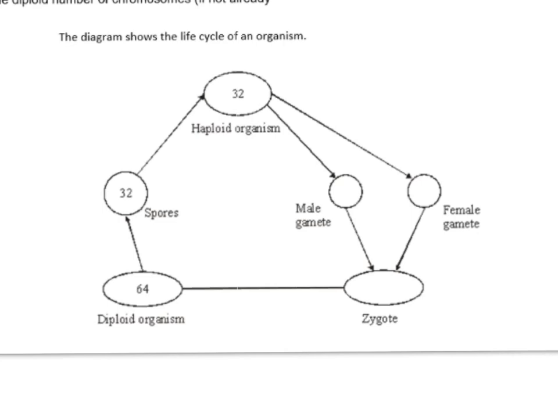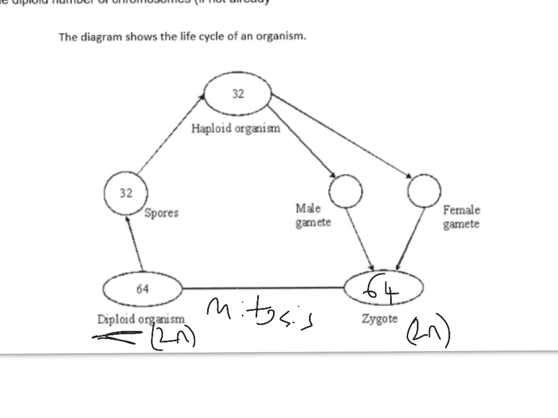It's often easier to start with the zygote, because you know the zygote has to be 2N, it has to be diploid. In this question it tells us that this is diploid, so we know that going from the zygote to a diploid organism must be mitosis. So the diploid organism must also be 2N. So they must have 64, the same as the zygote, so more than in humans.